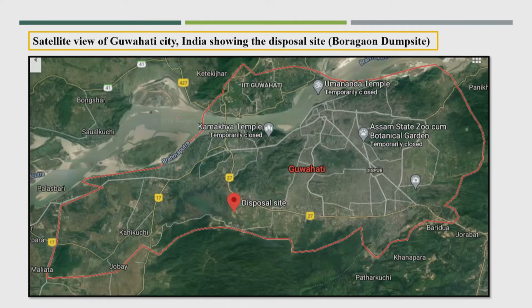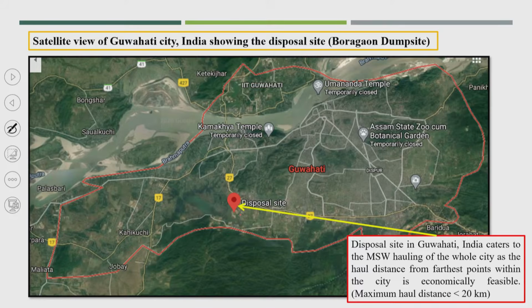So, this is one example I am going to start with. This is a Google map of Guwahati city. This is the disposal site. You can see that for this disposal site, the maximum haul distance from the entire city is less than 20 kilometers, the collection or haul distance.